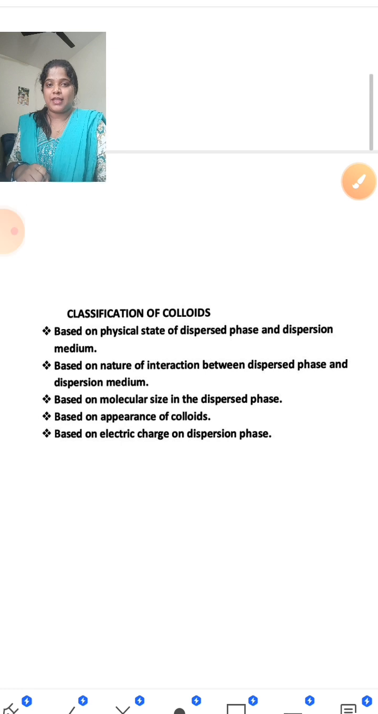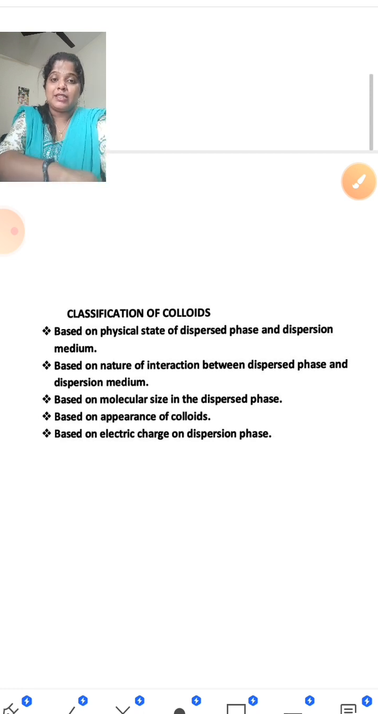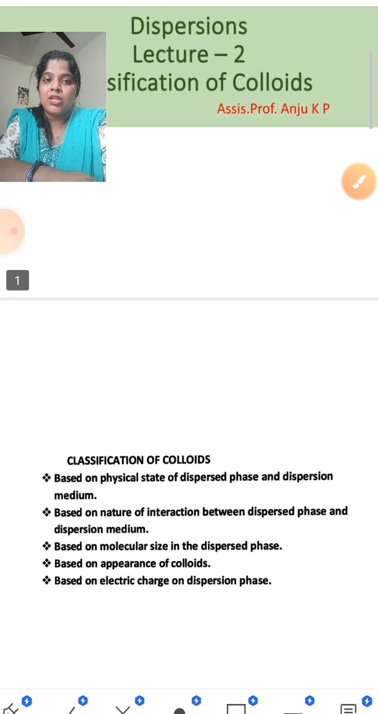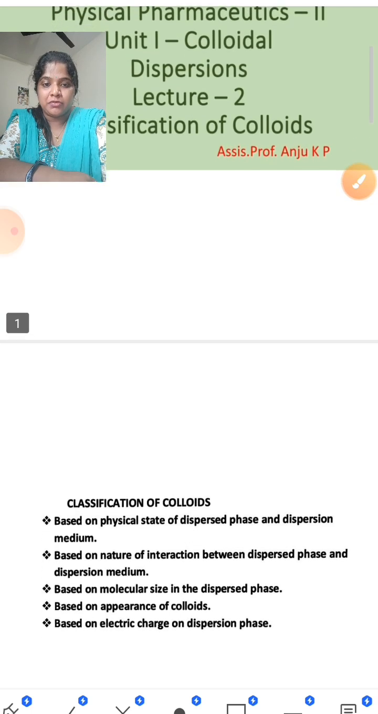This is our second lecture of Unit 1, Colloidal Dispersions. Okay, today I am going to discuss the classification of colloids. So we'll see the classification of colloids in this lecture.